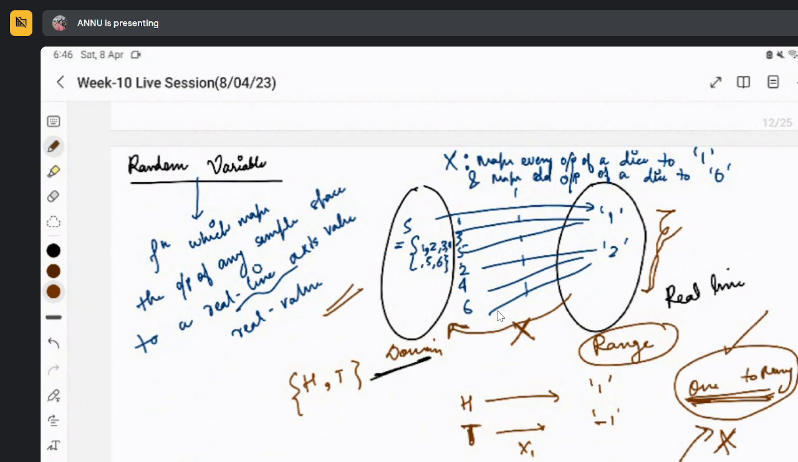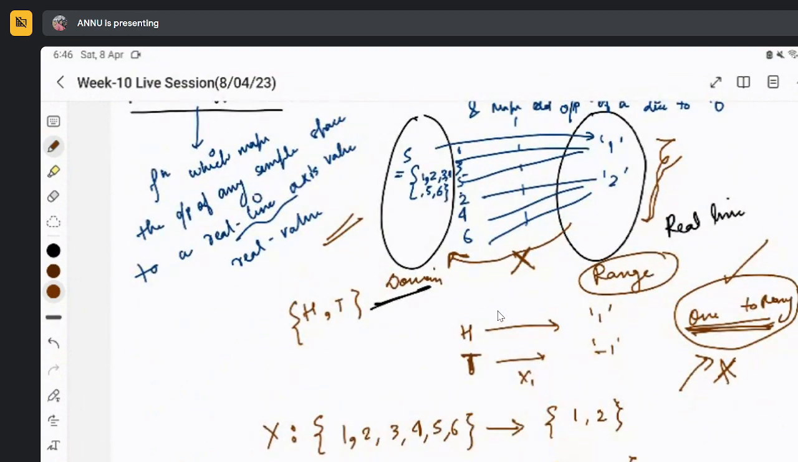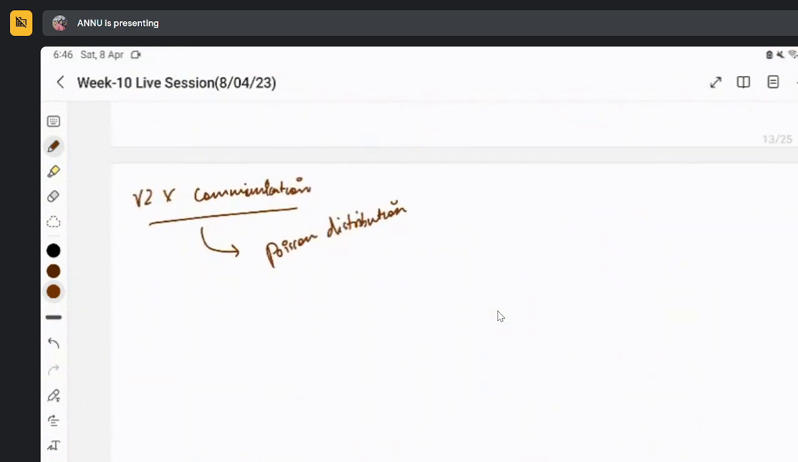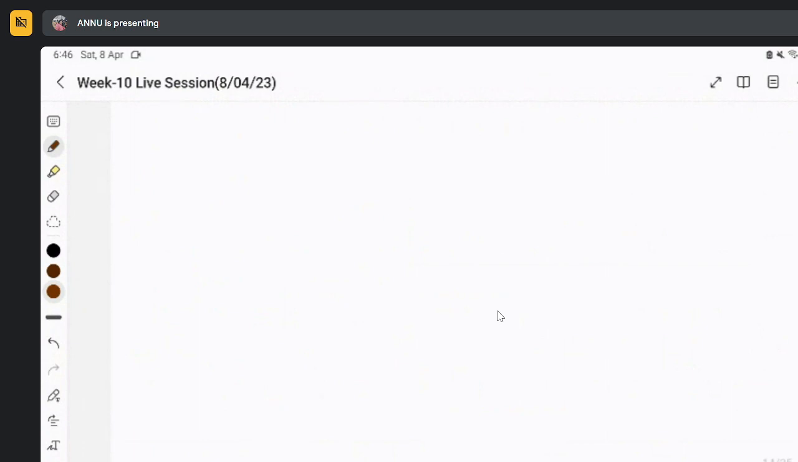So this random variable follows all those properties of the function, all those properties of the domain and range criteria, to be called a function. Sometimes the names confuse us. It is a variable, but it is also called a function which maps from one domain to another range. So this is all about random variable, and I'll deal with the probability distribution and their applications and associated problems.